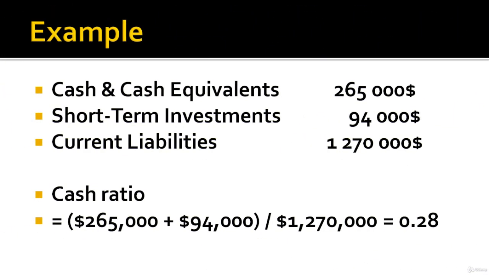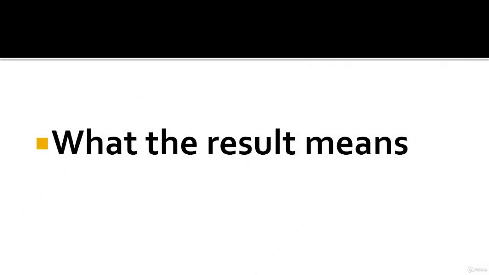Let's take an example. We have $265,000 of cash and cash equivalents, $94,000 of short-term investments, and $1,217,000 of current liabilities, to finally have a cash ratio of 0.28. And now, what does the result mean?